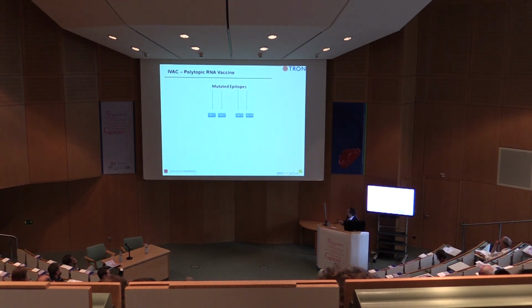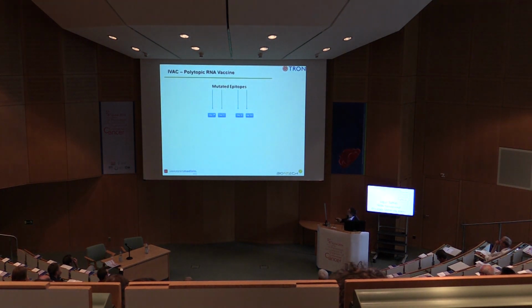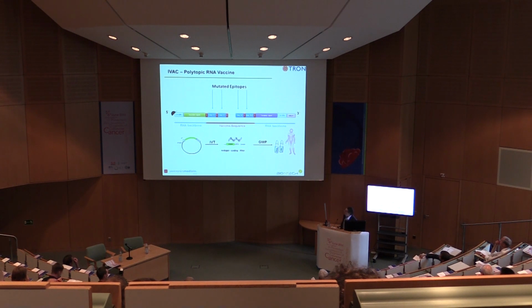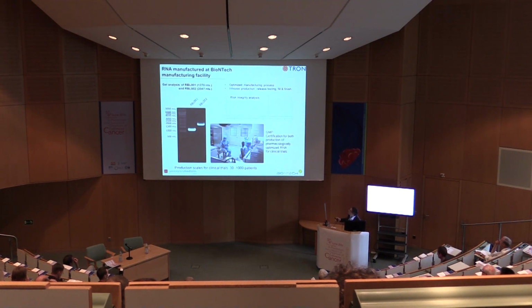epitopes into a vaccine, and our approach is the polytopic mRNA approach. That means we take several epitopes and combine them with non-immunogenic linkers, and these are combined into a vaccine cassette, and the vaccine cassette can be produced under GMP within a few days. So the production and release of such GMP vaccines can be done within 2 weeks.